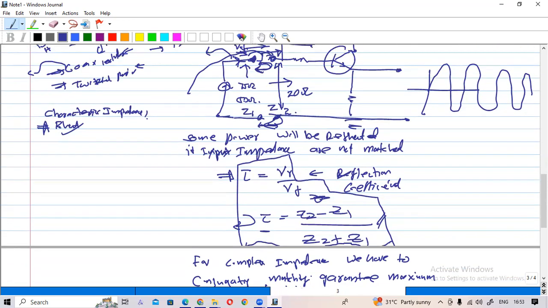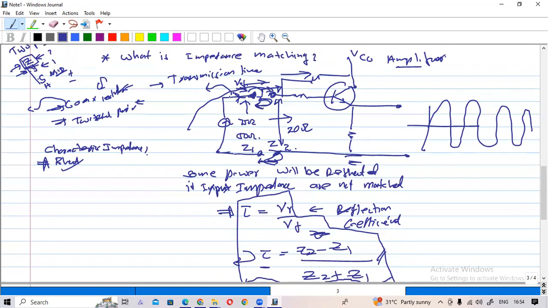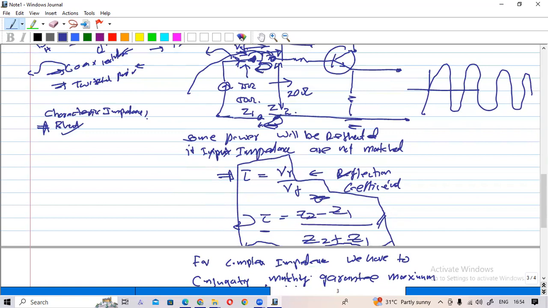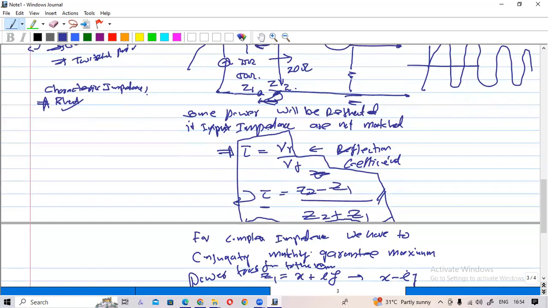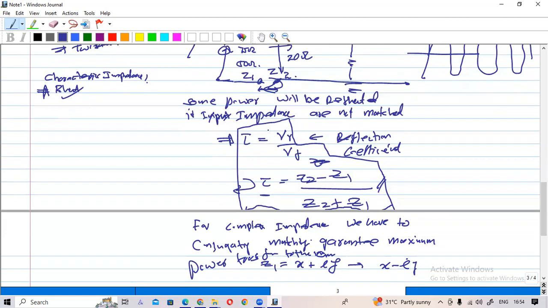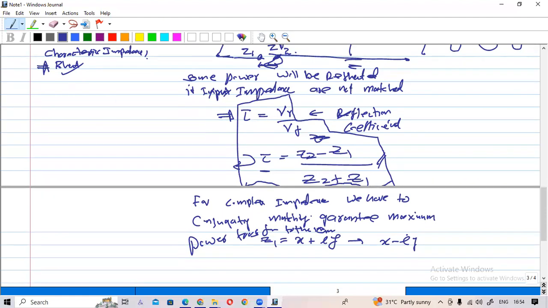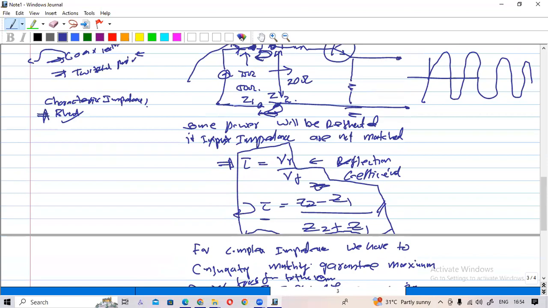Power will be reflected. To minimize that reflected power, you need to match those two impedances. So there are many matching techniques. If there are complex impedances, maximum power transfer will be guaranteed by conjugate matching. So that is what you need to write.